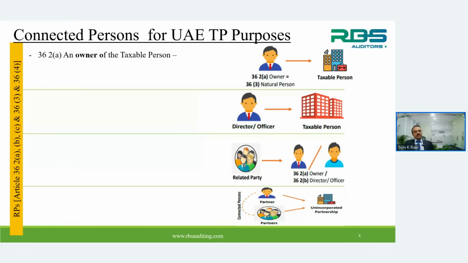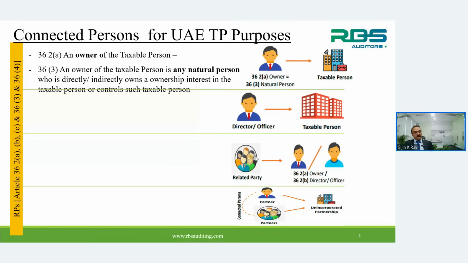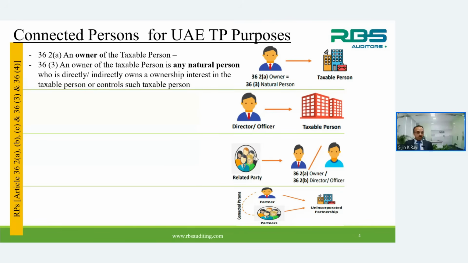So a connected person for UAE TP purposes, for example, is an owner of the taxable person. Owner means any natural person who owns the establishment or taxable person. So any owner of the taxable person, any natural person who directly owns an interest in the other taxable person, or controls it, whatever the situation. So either as an individual, controlling the entity or any other relationship, then it is treated as a connected person.